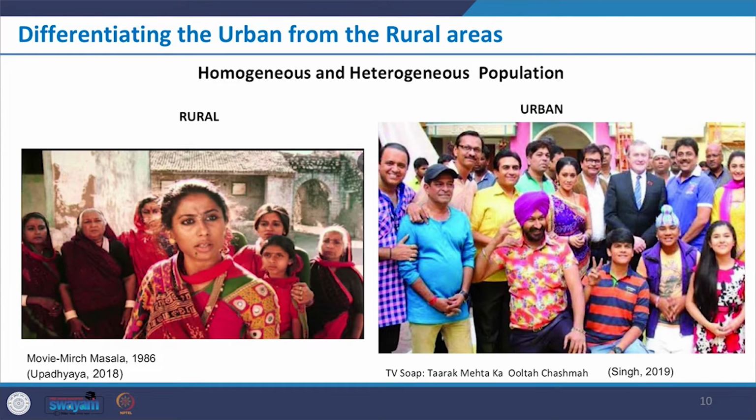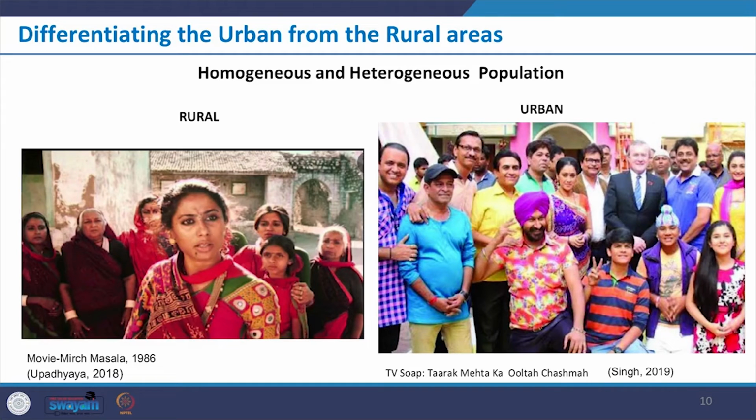We further also notice that in the rural areas, we are almost similar kind of people. We are from the same group, cultural orientations, even the educational background. Whereas in the urban areas, we find there is a lot of heterogeneity. We see that people have different occupations, different cultures, different religious aspects. So we see a lot of heterogeneity in the urban area.